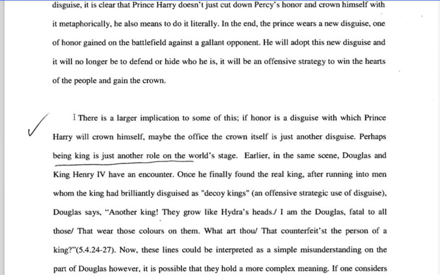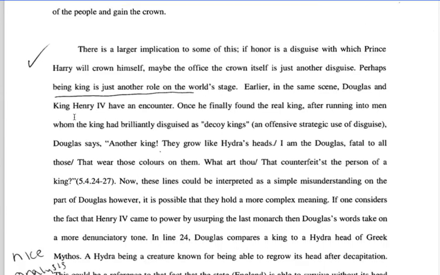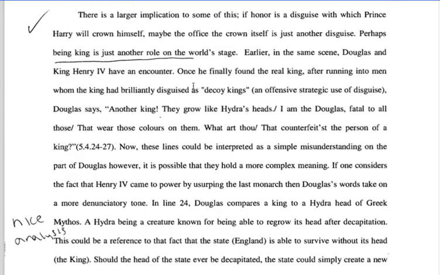So, the quote that I'd like to begin with is this quote about Douglas. It's the fight scene at the end of Henry IV, Part 1, where you'll remember Douglas encounters a number of people who are dressed up, disguised as the king, right? The decoy kings. And here's the quote. Douglas says, "Another king, they grow like Hydra's heads. I am the Douglas, fatal to all those that wear these colors on them. What art thou that counterfeitest the person of a king?"